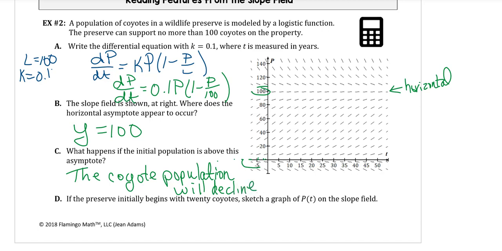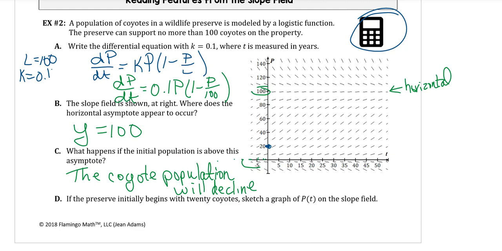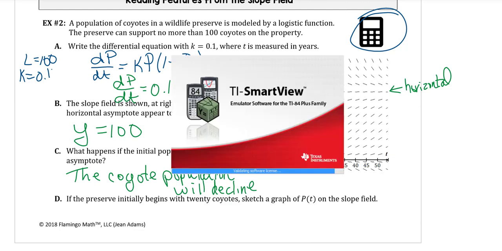Okay. If the preserve initially begins with 20 coyotes, sketch the graph of P of T on the slope field. All right, so we know we're going to go through 20 here. And we're allowed to use our calculator for this. So if you put this in your graphing calculator, I'm just going to use the 84 because it comes up faster on my computer. You can do the same thing on your Inspire.